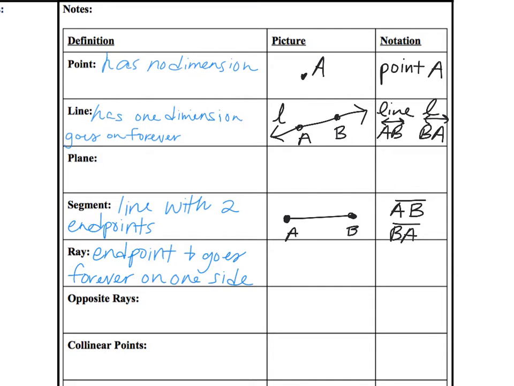And then the ray still has 2 points, but it goes through the other point and extends. So it's AB, and we call it ray AB. It cannot be called ray BA because the direction matters. It's going from A to B and going infinitely in that direction, so you have to call it ray AB.